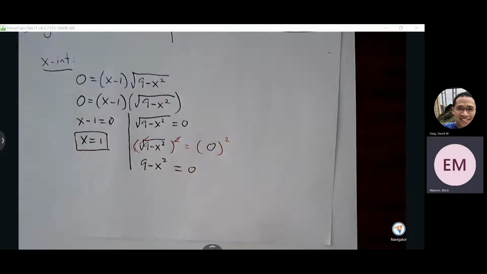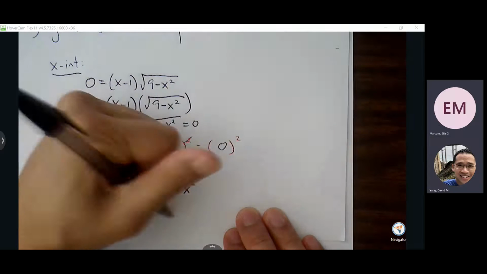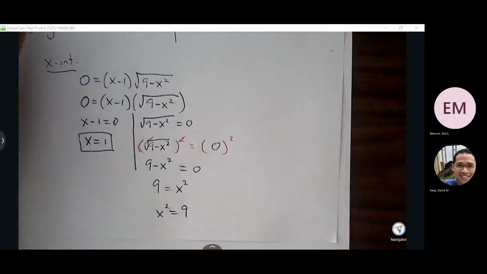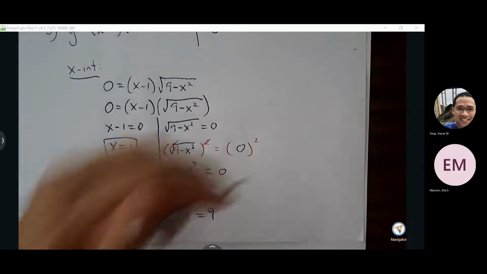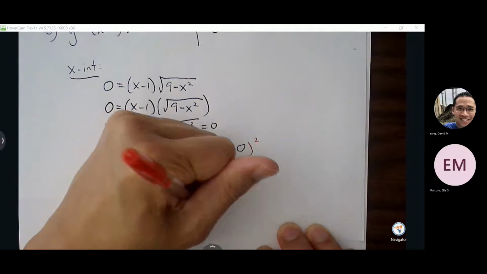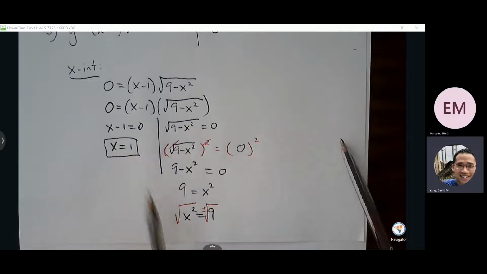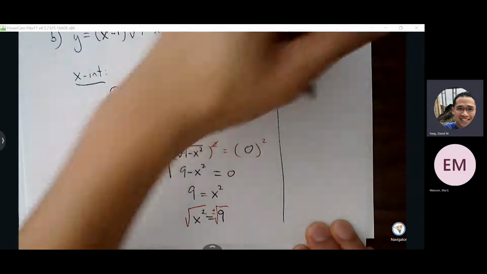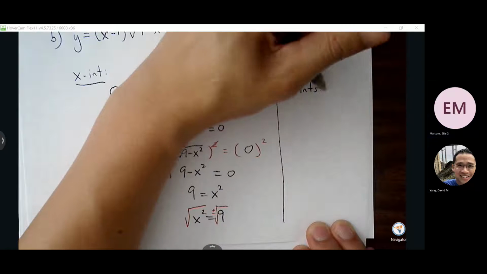So then we have 9 equals x squared and x equals 3. Okay, that's part of it. What happens when we take the square root of both sides of the equation? Oh, plus minus. Yeah, plus or minus. So we technically have 3 x values. Yeah, we do. Yeah, we have 3 x-intercepts here. It's a lot.